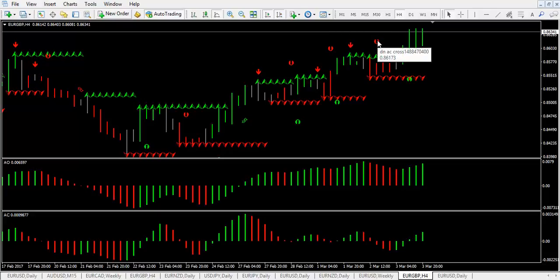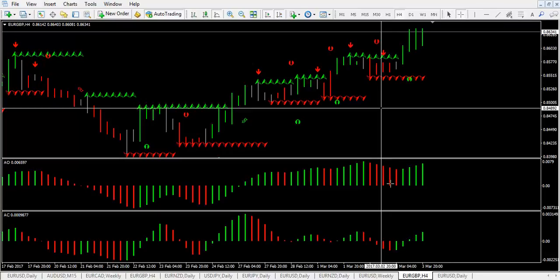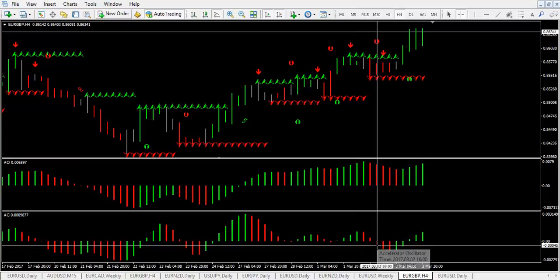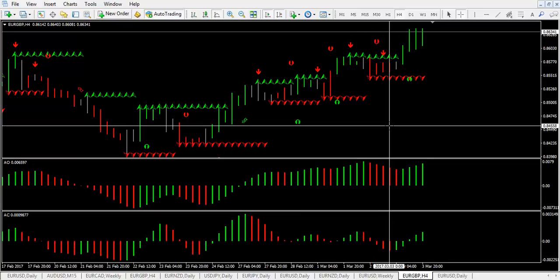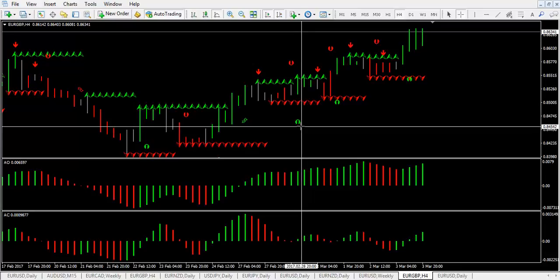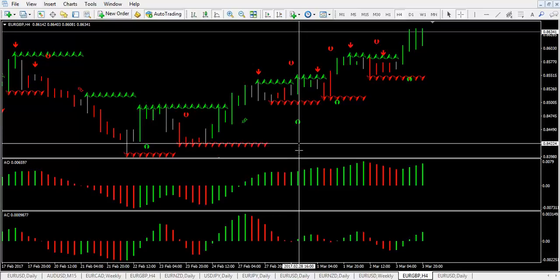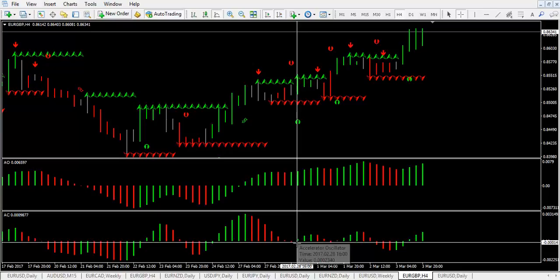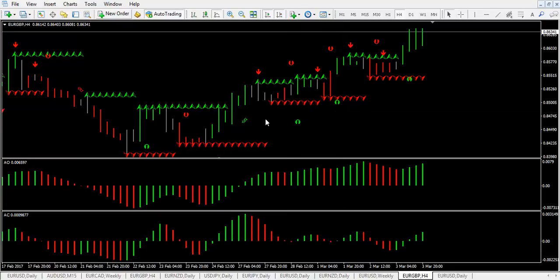Here, if you put your arrow over this little circle with the red arrow in it, it's a red circle with a black arrow. It says down, AC cross. All that's doing is telling you that on this bar, the AC fell below 0, right there. If you see a lime circle with the black arrow in it, that's telling you that the AC rose above 0, right there.